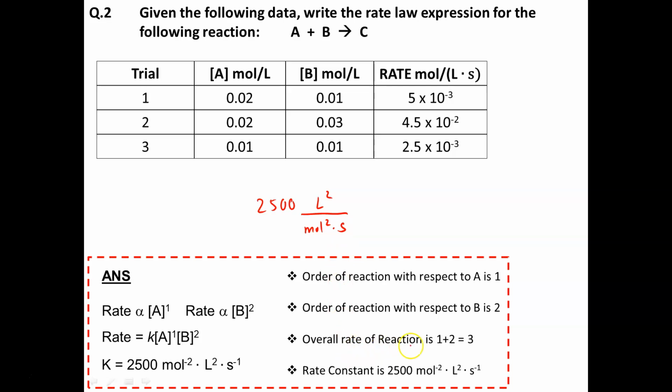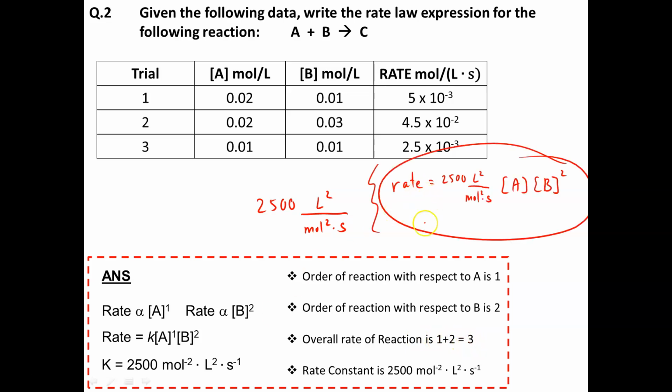The overall order of the reaction is the exponents added together. So rate order of 1, rate order of 2, add them together and get a 3. And this would be your overall rate law expression.